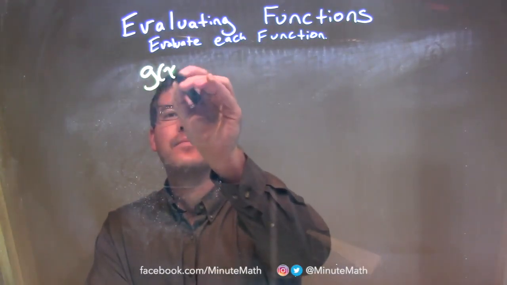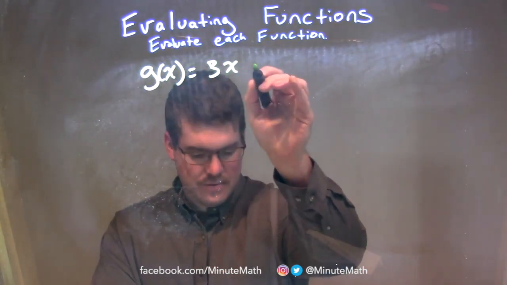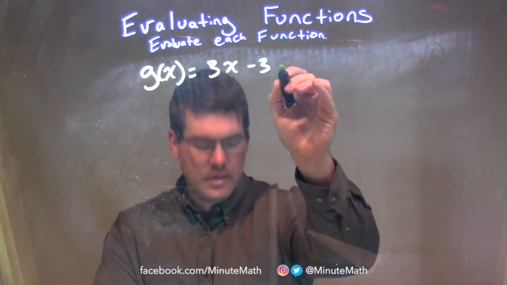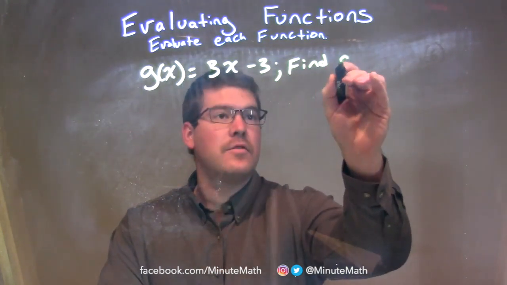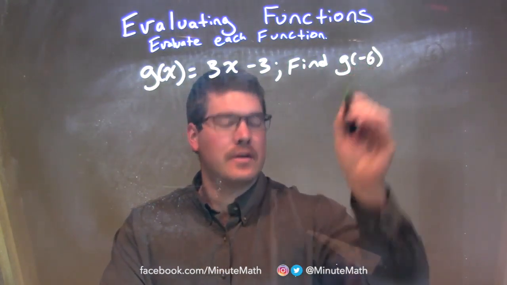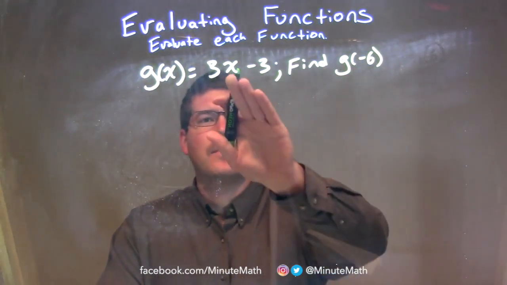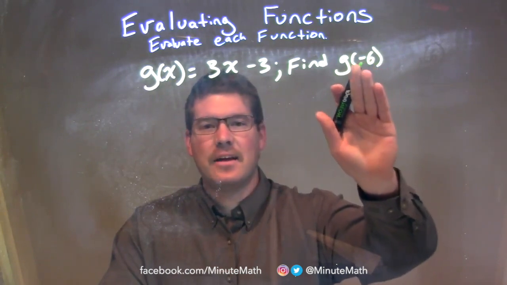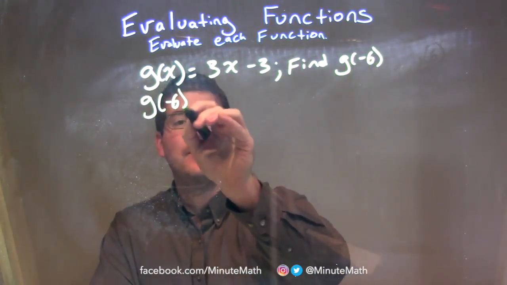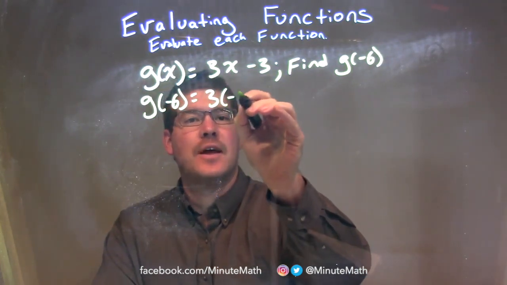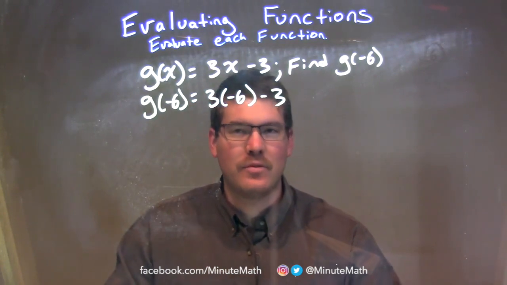G of x is equal to 3x minus 3, and we need to find g of negative 6. Every single time I see an x, I'm going to plug in a negative 6. That's what it's asking me. So g of negative 6 is equal to 3 times negative 6 minus 3. Now it's time to simplify.